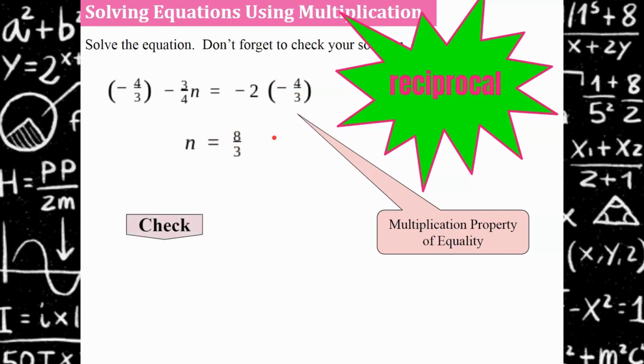Let's check our work. So I'm going to replace n with 8/3. -3/4 times 8/3, so -3 times 8 is -24. 4 times 3 is 12. And -24 divided by 12 is -2. It checks.